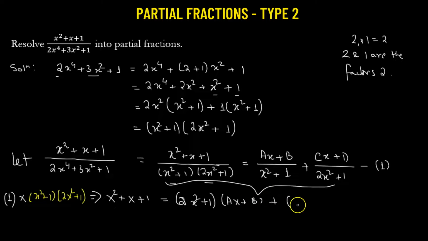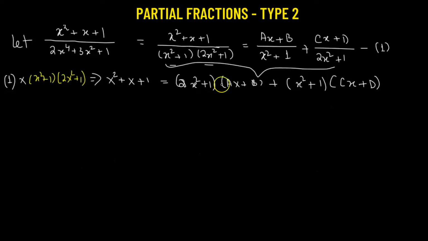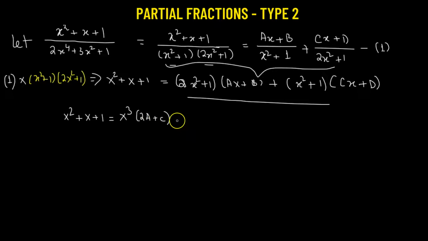This will be added to x squared plus 1 multiplied by cx plus d. Fine. So what we'll do next, we will expand the expression on the left hand side. So here we have x squared plus x plus 1. This will be equal to, so the highest power of x on the right hand side will be x cubed. So x cubed is going to have a coefficient 2a plus c, followed by the next lower power, so that's going to be x squared. So its coefficient is going to be 2b plus d.